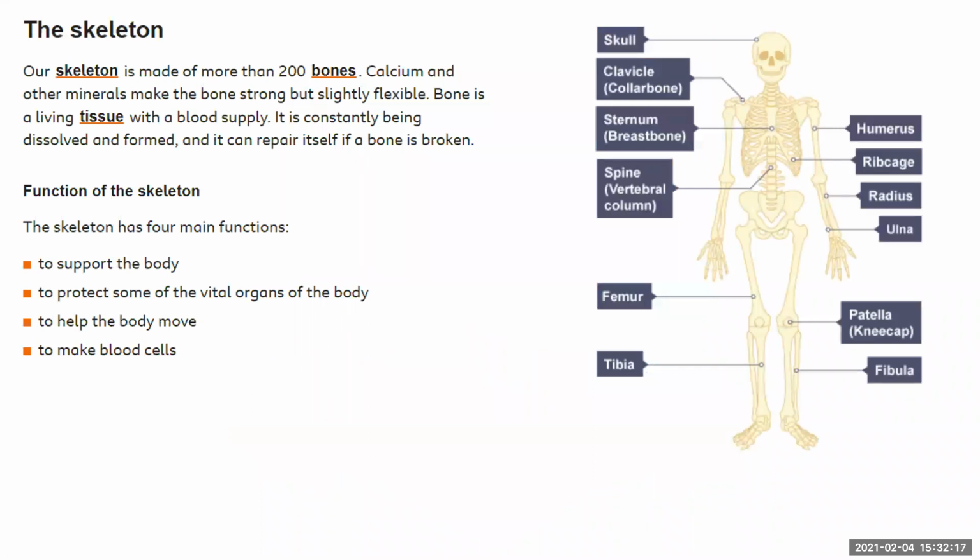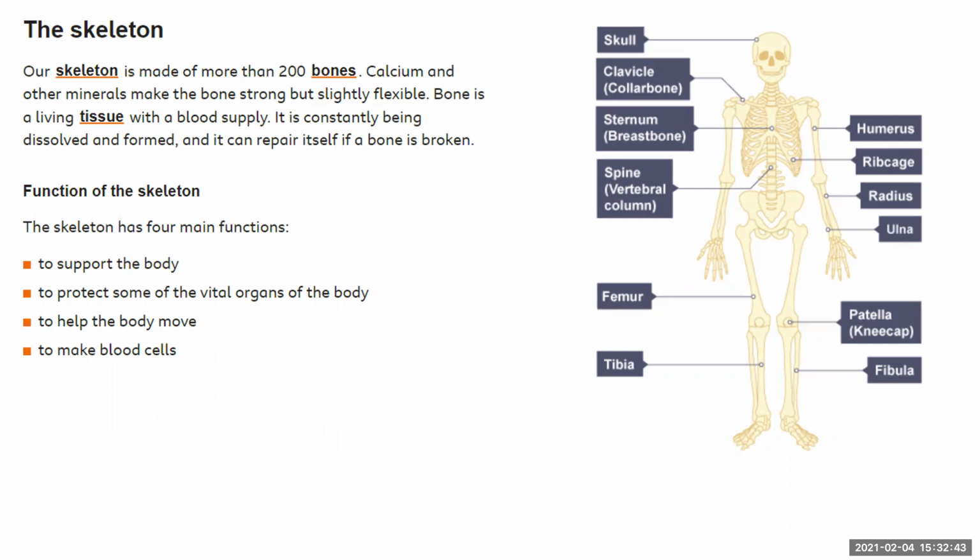Now this week we're going to talk about the skeletal system. The skeletal system consists of your bones or your skeleton. Your skeleton is made from more than 200 bones. Calcium and other minerals make the bone strong but slightly flexible. Bone is a living tissue with a blood supply. It is constantly being dissolved and formed, and it can repair itself if the bone is broken.